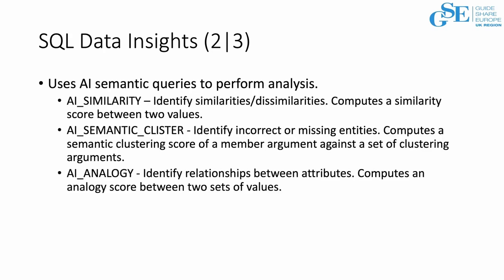This is done by 3 new functions created within Db2. You could see here, AI similarity will identify the similarities and dissimilarities and compute a similarity score. Semantic clustering will identify the incorrect or missing entries, and compute a semantic clustering score of the arguments that it's comparing. AI analogy will identify relationships between the attributes and again compute that score.